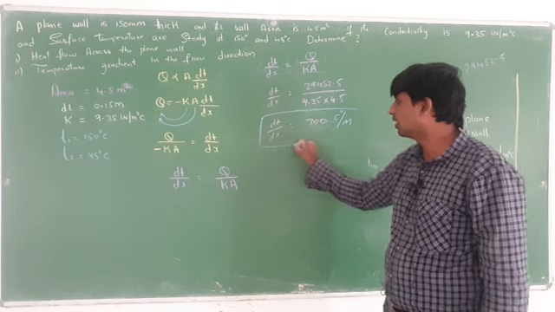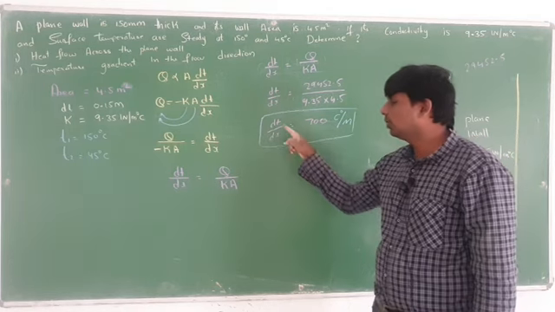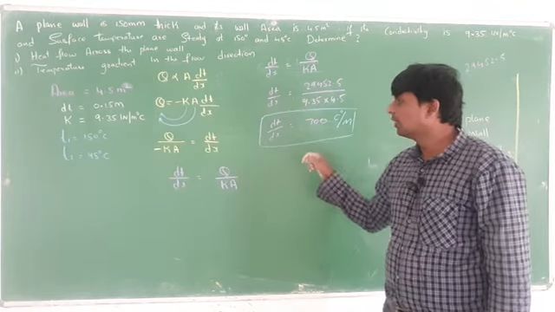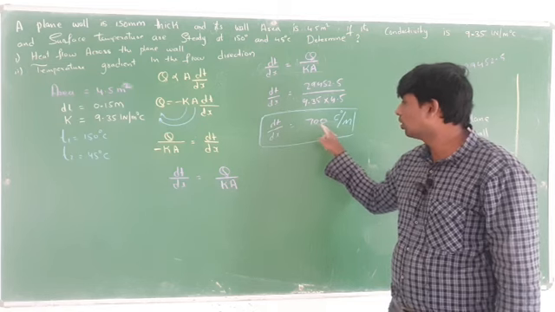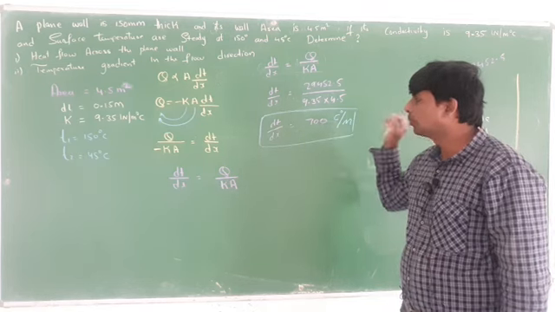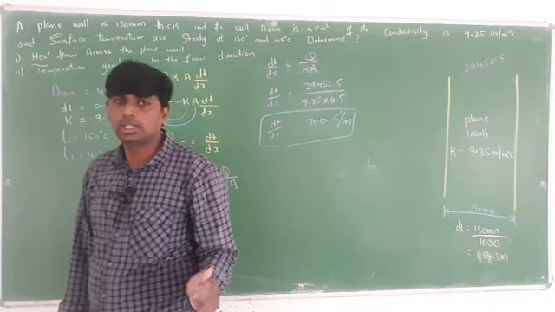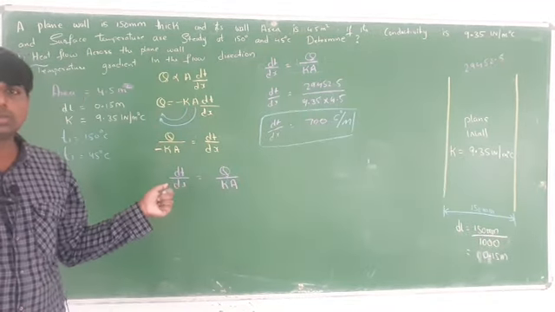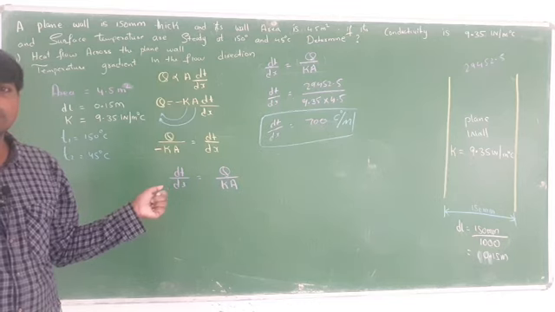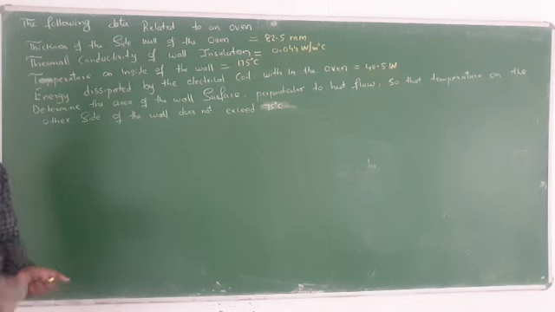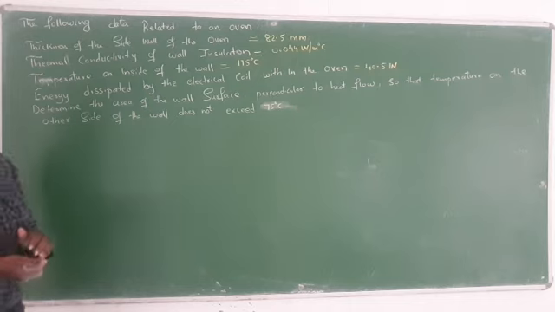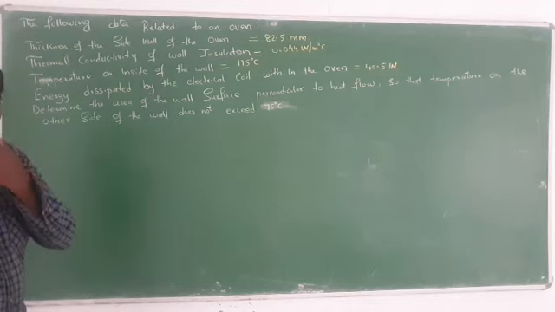Like this, you got the second bit also. This is your second bit, dT by dx: 700 centimeter per meter. With the help of Q is equal to minus K A dT by dx, you will find out this problem. And the next problem is similar to that one, but the given data is different.